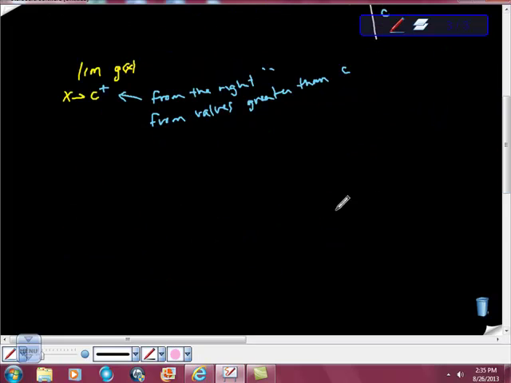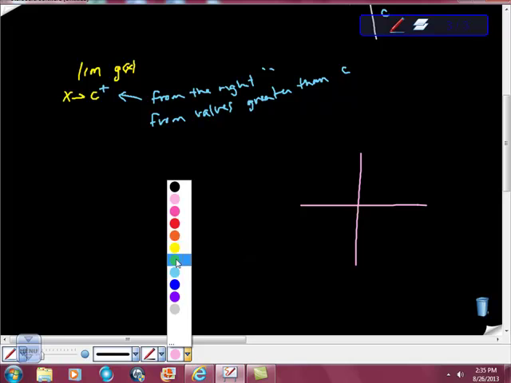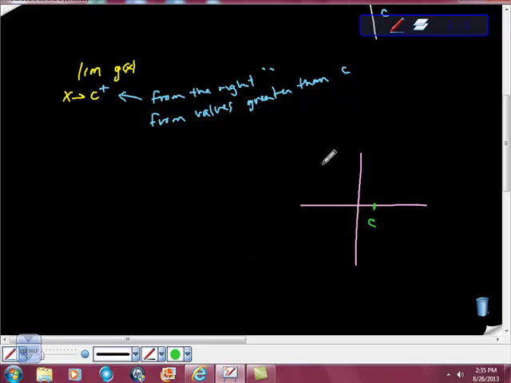Again, I come up with some arbitrary function. Let this be our Cartesian plane, and here's our arbitrary c value right here, and our function does that, I guess, right? So we're saying, okay, first, where's f of c? f of c is right here. So where are we going to approach from? Well, we're going to start somewhere out here on the x-axis, and we're just moving tick tick tick tick tick closer and closer.